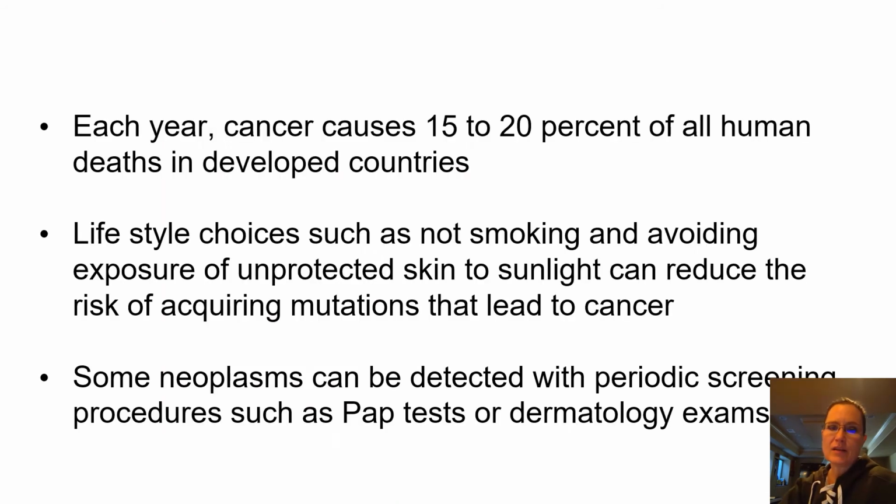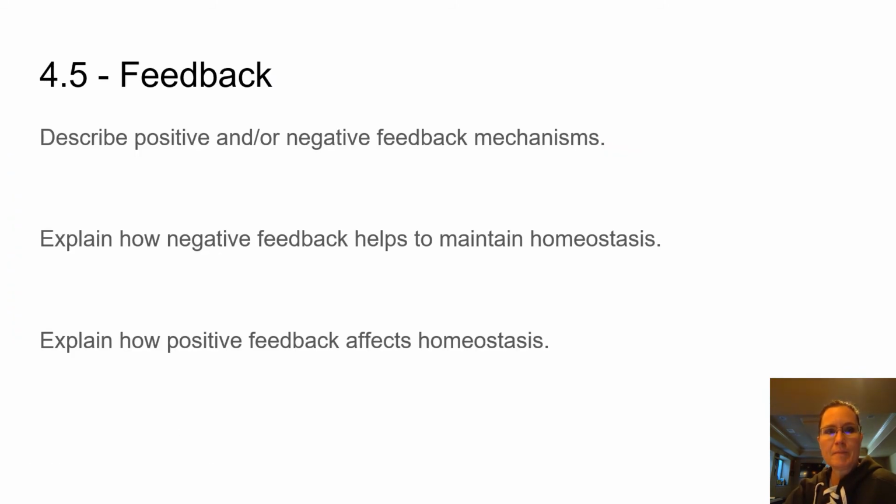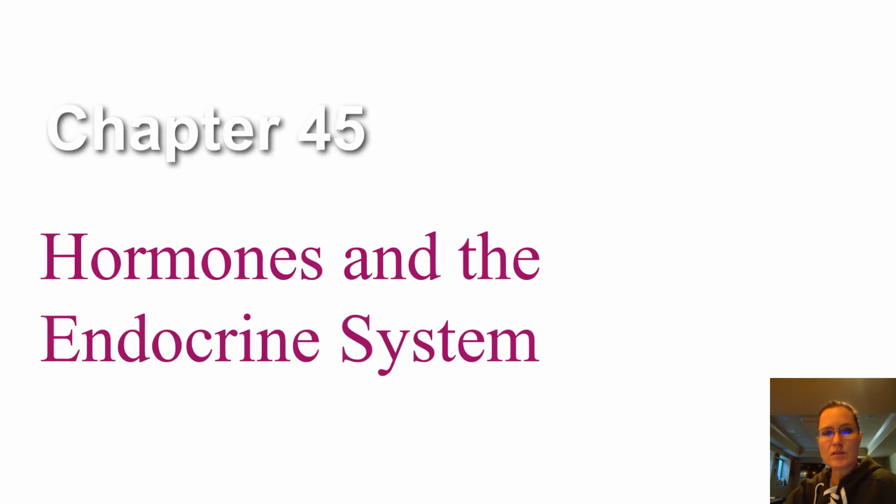And then some details and some ways we can prevent it. Don't smoke, don't go in the sun without sunscreen. Make sure you get pap tests, maybe breast self-exams, colonoscopies to help detect it early or prevent it in the first place. And then just some pictures. And then feedback for the systems is how we turn things on and turn things off.